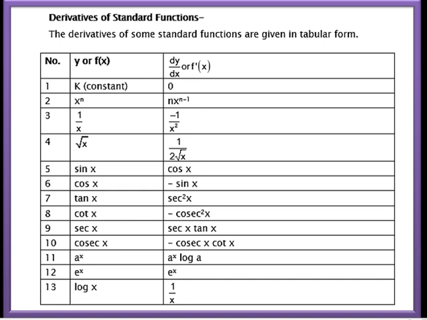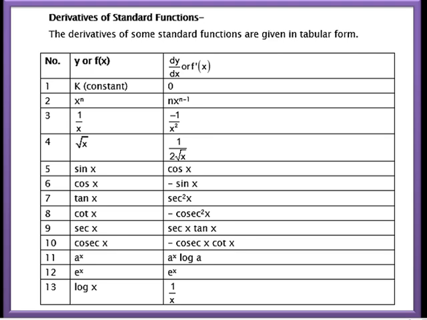So derivative of any constant will be 0. Derivative of root x with respect to x will be 1 upon 2 root x, right? But derivative of root a with respect to x will be 0 as root a is a constant. Similarly, we have derivative of sin x as cos x, derivative of cos x as minus sin x, derivative of tan x as sec square x, derivative of cot x as minus cosec square x, derivative of sec x is sec x into tan x, derivative of cosec x is minus cosec x into cot x.